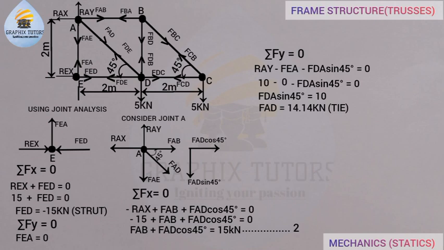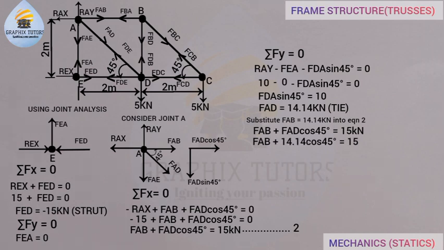We will now substitute FAD equals 14.14 kilonewton into equation 1, which is FAB plus FAD cos 45 equals 15. When I input my value of FAD, I have FAB plus 14.14 cos 45 equals 15. So FAB plus 10 equals 15. Making FAB the subject of the formula, FAB equals 15 minus 10, so FAB equals 5 kilonewton. What do you notice? FAB is positive, so the direction we assumed in the diagram is correct. It is going outward, leaving the joint, so it is a tie also.